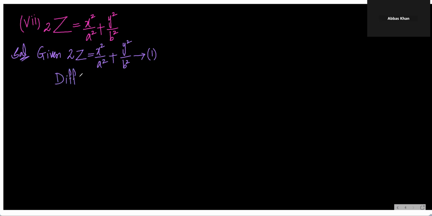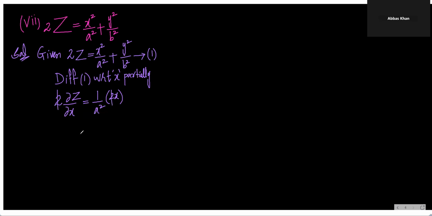Differentiate one with respect to x partially. 2 is a constant, z with respect to x like that. 2 into dou by dou x of z is equal to, here 1 by a square is a constant. Differentiation of x square with respect to x is 2x. And this is again a constant, becomes 0.